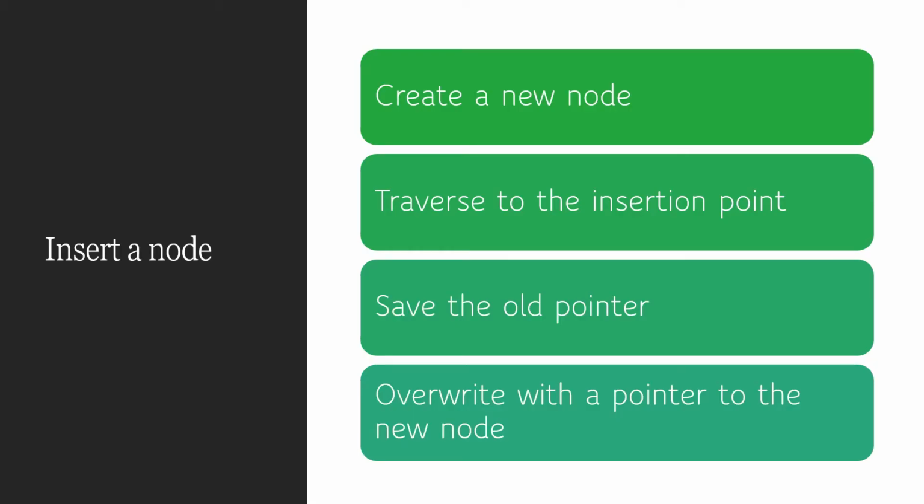To recap, when we insert a node into a linked list, we first create a new node. Then we traverse the link to the insertion point, wherever it is we want to put the new node. We save the old pointer before we overwrite it. We save it by putting it into the new node so that we don't lose that all-important link. And only when we've done that, we overwrite the pointer so that it points to that new node. Let's see how that works out in practice.